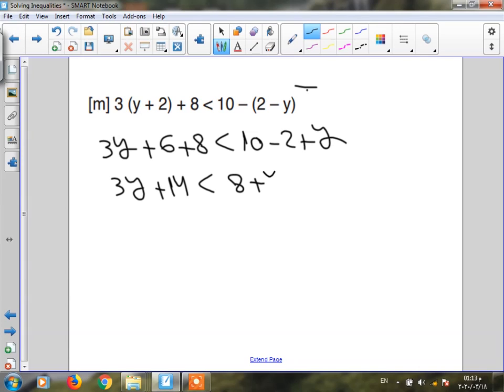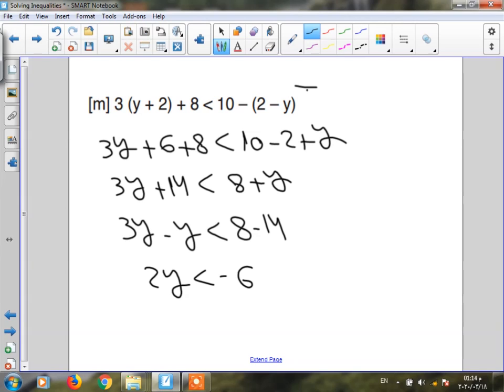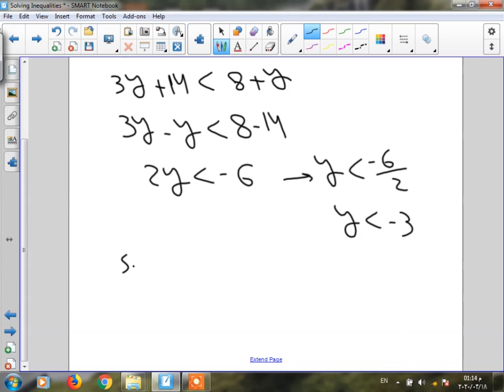All of this plus y. Take y to the other side by minus, and take 14 to the other side by minus. 3y minus y equals 2y. 8 minus 14 equals negative 6. So I will take 2 to the other side: y less than negative 6 divided by 2, which equals y less than negative 3. So the solution set equals y such that y belongs to the rationals and y is less than negative 3.